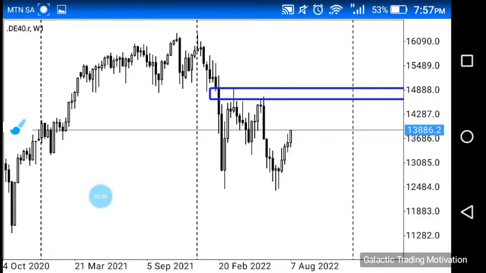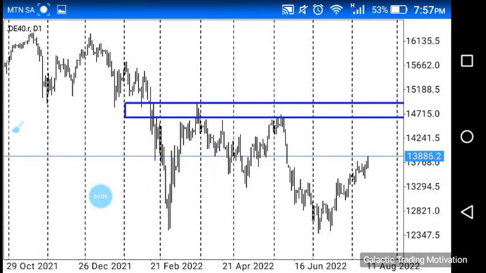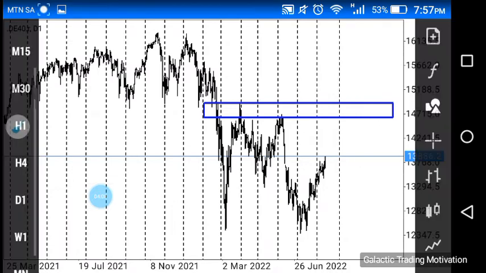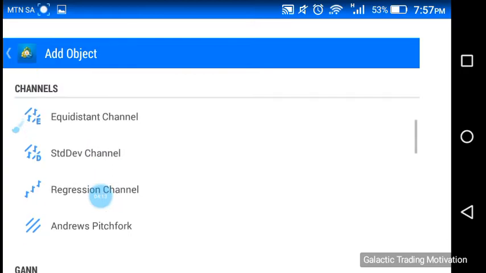Anyway, from here what I'm gonna do is head down to the daily chart. So here we are on the daily chart, right? I'm just gonna add my equidistant lines. Just bear with me while I do so.